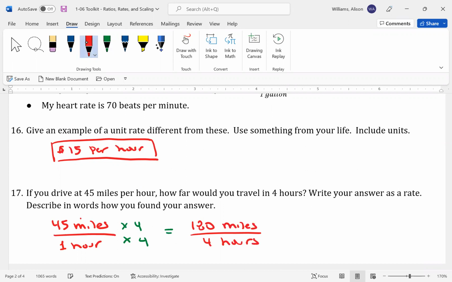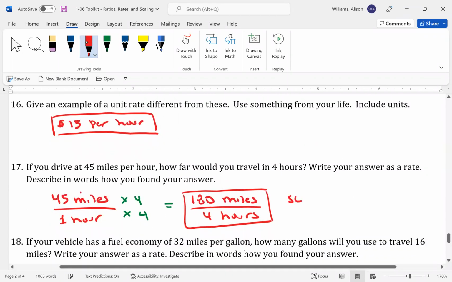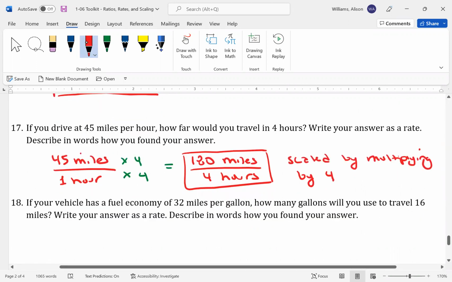So this is the rate. And how I found my answer, I scaled by multiplying by 4. If your vehicle has a fuel economy of 32 miles per gallon, how many gallons will you use to travel 16 miles? Write it as a rate.